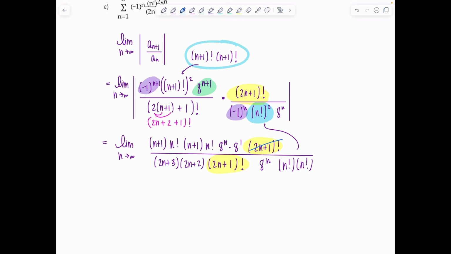So 2n plus 1 factorial is gone. Who else? 8 to the n. You're out of here. N factorial, 2 of them, out of here. So who survived? We've got limit, n goes to infinity. 8 survived. N plus 1 and n plus 1.